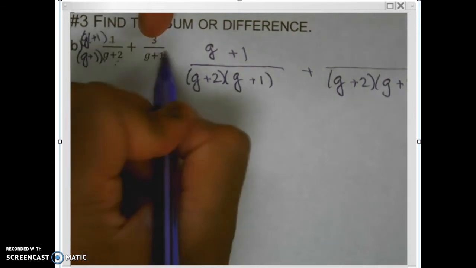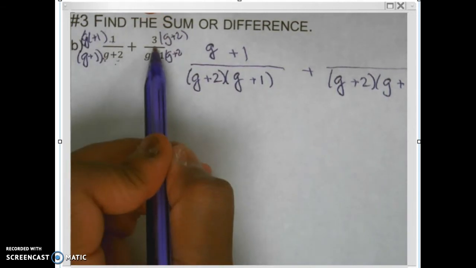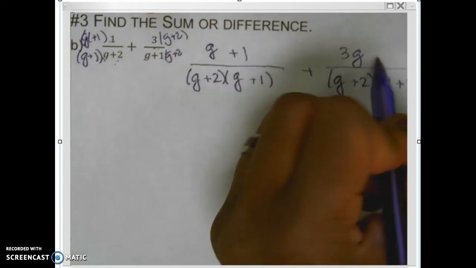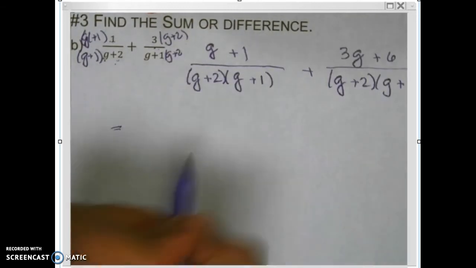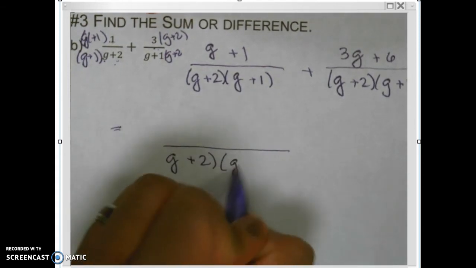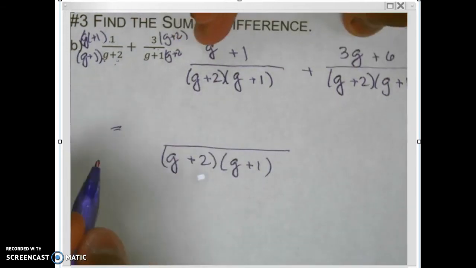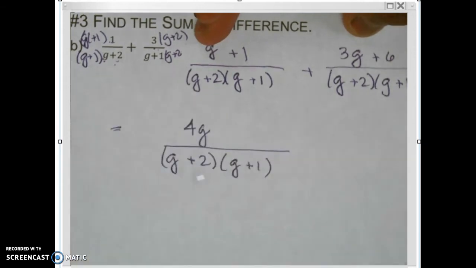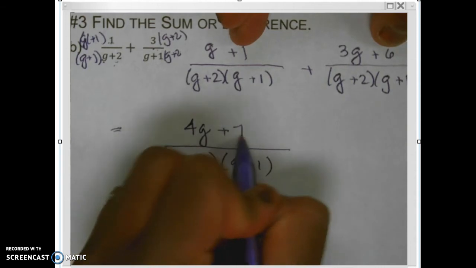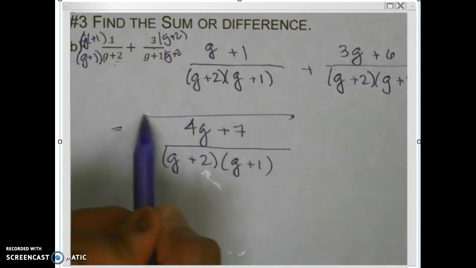Similarly, I added a g plus 2, and now I'm going to distribute. What's 3 times g? 3g. What's 3 times 2? 6. Beautiful. My common denominator stays. And then g plus 3g is 4g. 1 plus 6 is 7. Can I factor that? Absolutely not. So that's my final answer for that.